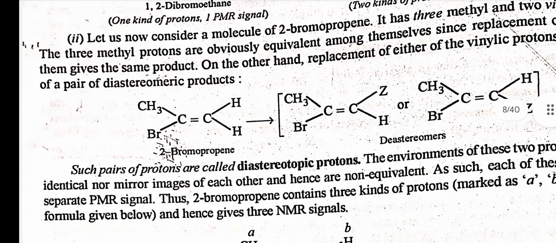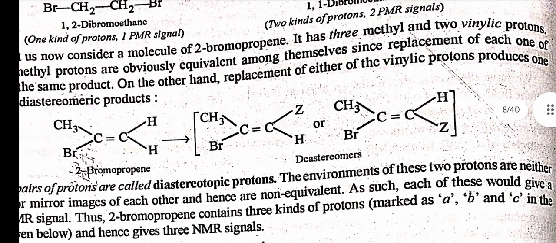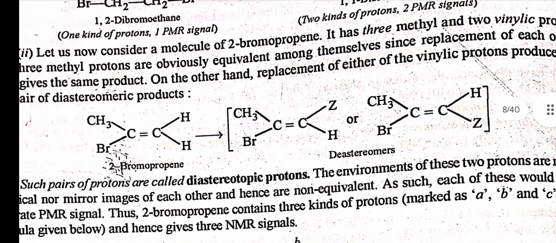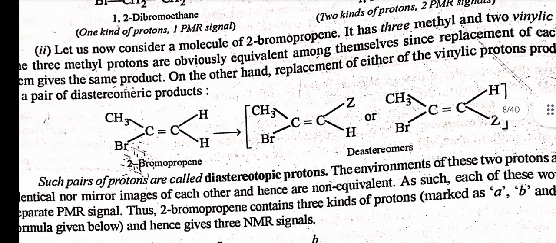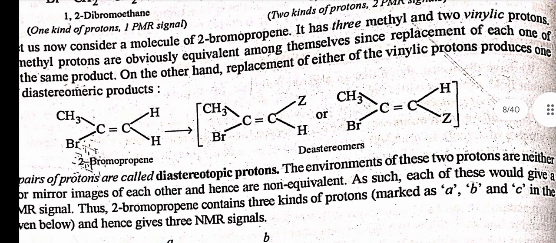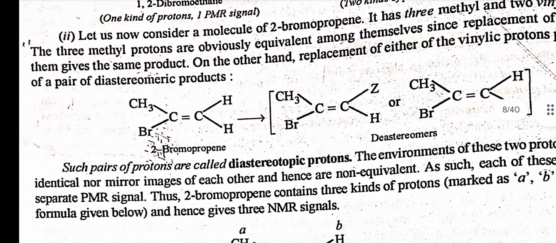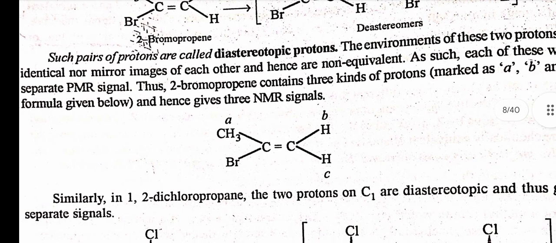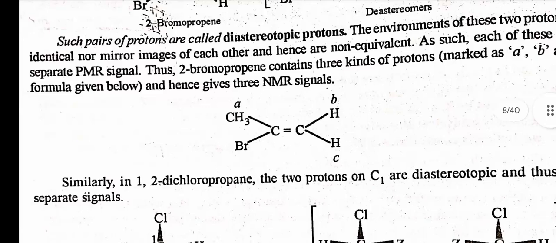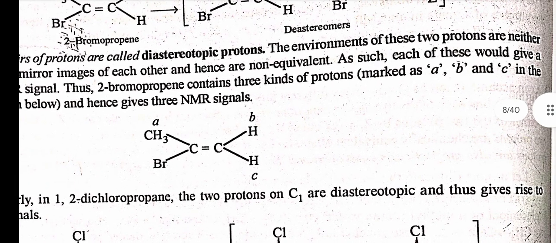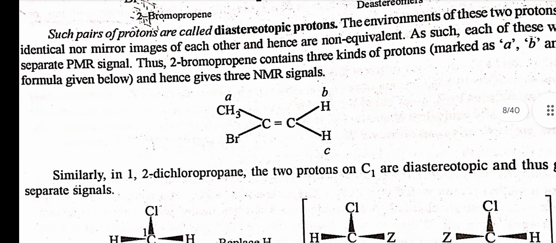Let us now consider a molecule of 2-bromopropene. It has 3 methyl and 2 vinylic protons. The 3 methyl protons are obviously equivalent among themselves since replacement of each one of them gives the same product. On the other hand, replacement of either of the vinylic protons produces one of a pair of diastereomeric products. Such pairs of protons are called diastereotopic protons. The environments of these two protons are neither identical nor mirror images of each other and hence are non-equivalent. As such, each of these would give a separate PMR signal.